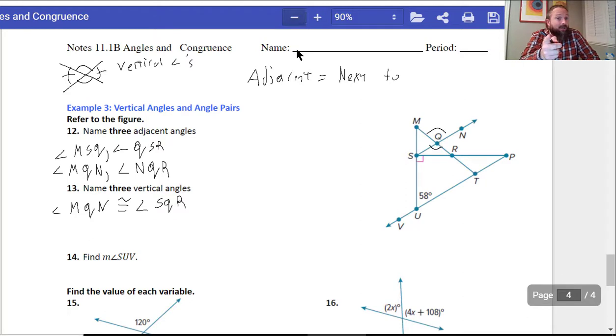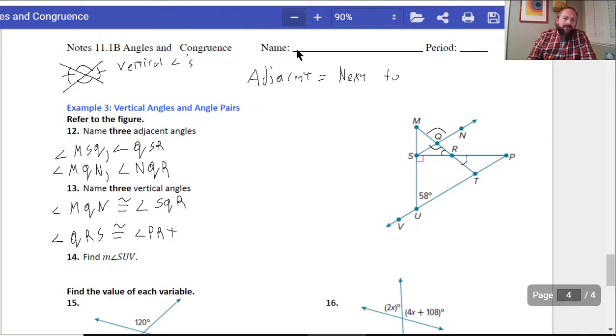Now, the other thing that we're going to talk about is that vertical angles are congruent. So let's do one more. I would say angle QRS, so right, this one. And I would say PRT right here. So angle PRT. Those two angles are vertical. Now there is actually one more pair of vertical angles that are congruent, and I'll let you guys find that out.